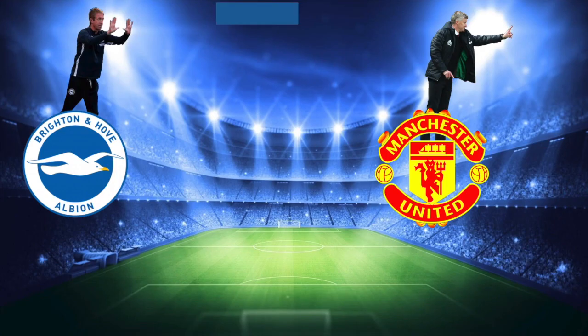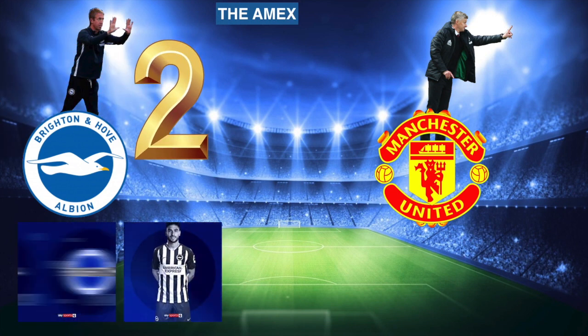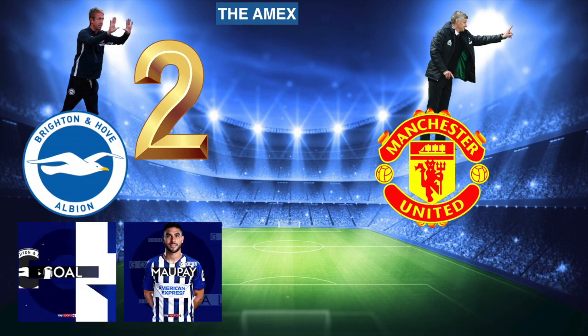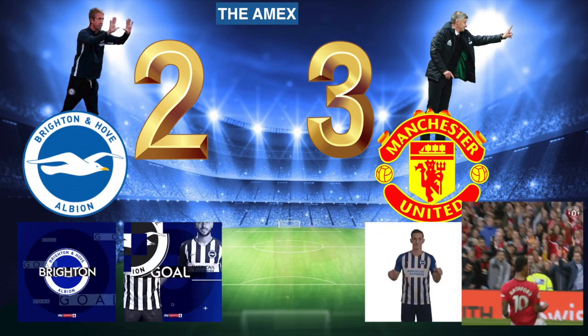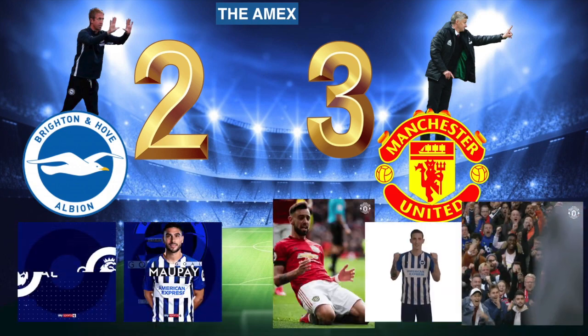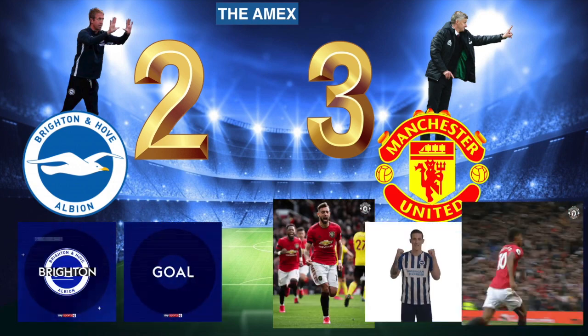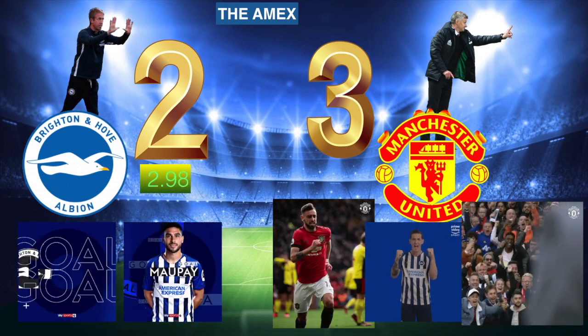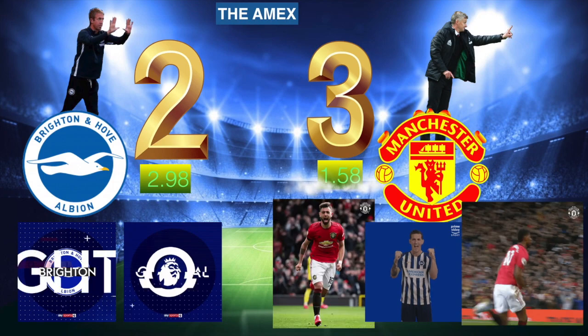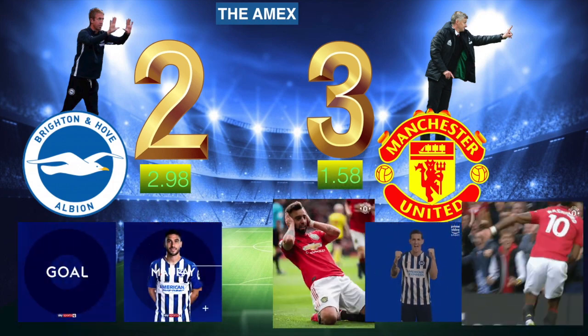The match took place at the Amex Stadium and Graham Potter's Brighton scored 2 goals, thanks to goals from Neal Maupay and Solly March, whereas Ole Gunnar Solskjaer's United scored 3 goals, thanks to goals from Marcus Rashford, an own goal from Dunk, as well as a penalty from Bruno Fernandes. When we take a look at the XG, it indicates that Brighton had the better chances in the game. Let's take a closer look at the match stats.